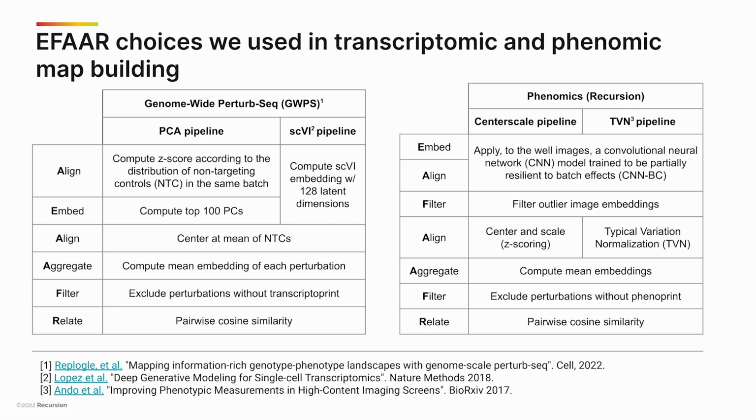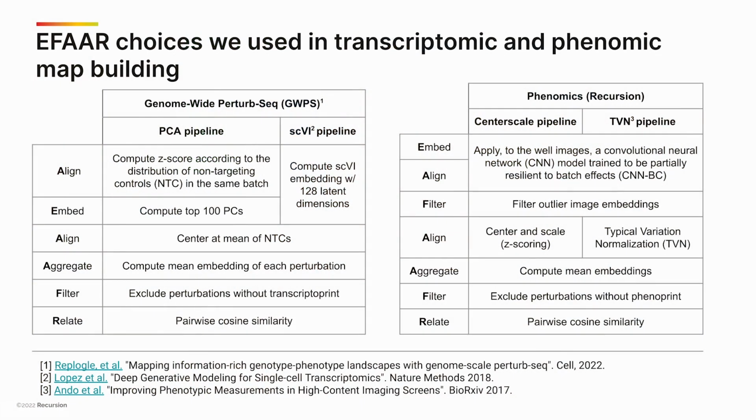and batch correction. For the Recursion phenomic data, we compare two pipelines with different alignment strategies. The center-scale pipeline centers embeddings per batch at 0 and scales to unit variance based on the controls in the batch. The second one, titled TVN pipeline here, uses typical variation normalization, which decreases the impact of the dimensions that capture variance among the controls. Depending on the choices made in the pipeline, you can get different levels of recapitulation of known biology.